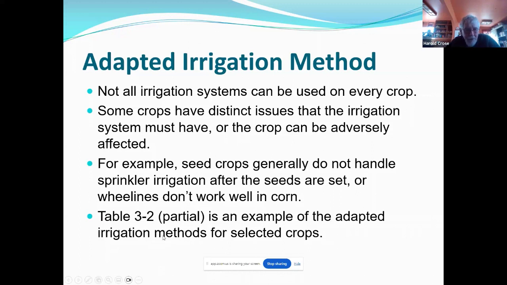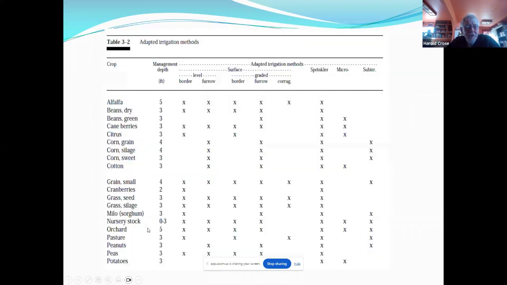An example of the adapted irrigation methods for crops, and we'll look at this in the irrigation guide again, shows each crop, or most of the crops we grow, and what type of irrigation system could be used on those. And you can see that some of those do well under sprinklers and some don't. It kind of gives you an idea of the type of systems you could have on different crops, and that's in the guide. So that's one more tool that's very helpful for you.